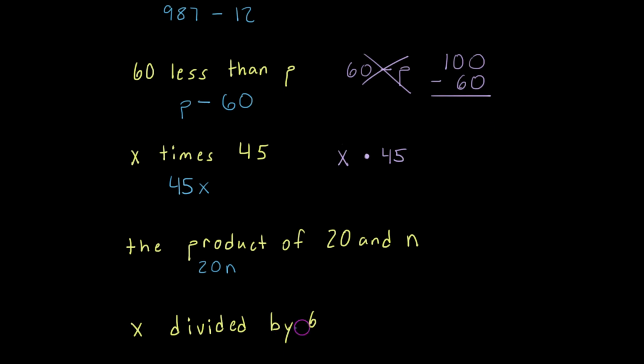x divided by 6. So I have x, and it's being divided by 6. Now when you get into algebra, you're going to be using fractions a lot. So another way of writing this, I'm just going to separate it with a semicolon here, is x over 6. So you're going to write division more in fraction form when you get into that algebra course.